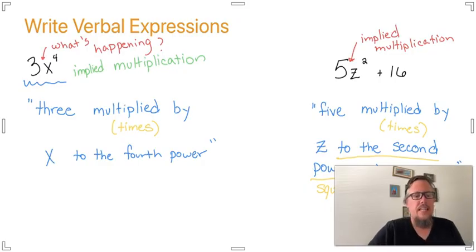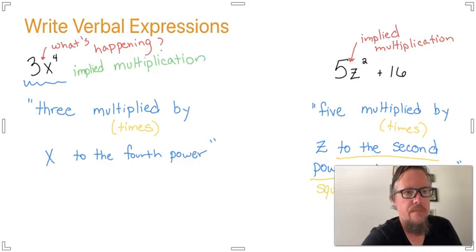So the way that we would say this expression out loud is either 5 multiplied by z to the 2nd power plus 16, or you could say 5 multiplied by z squared plus 16, or instead of using multiplied by, you could say times, like 5 times z squared plus 16. And those are all correct ways of saying that mathematical expression.